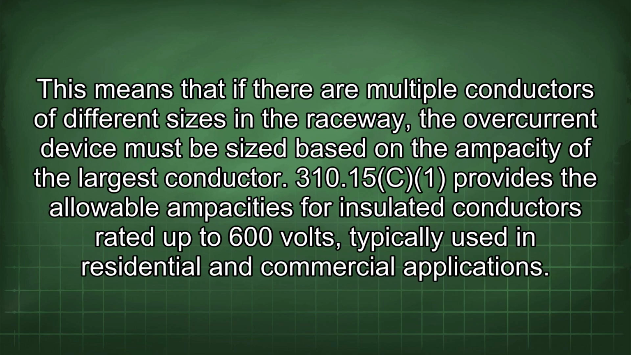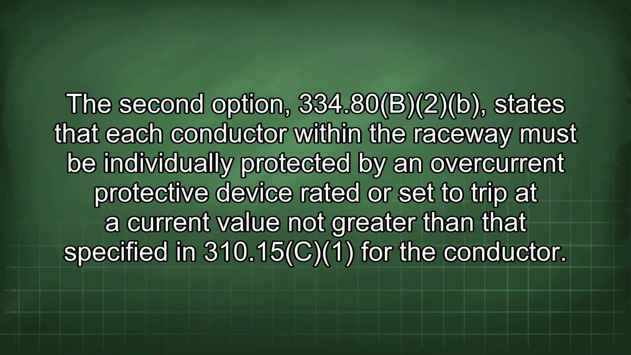This means that if there are multiple conductors of different sizes in the raceway, the overcurrent device must be sized based on the ampacity of the largest conductor. 310.15 provides the allowable ampacities for insulated conductors rated up to 600 volts, typically used in residential and commercial applications.